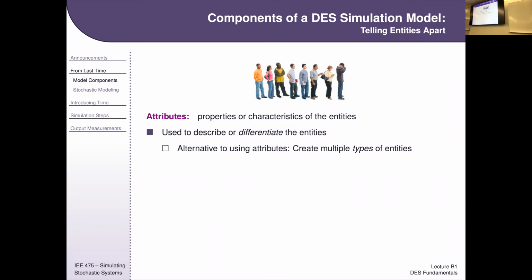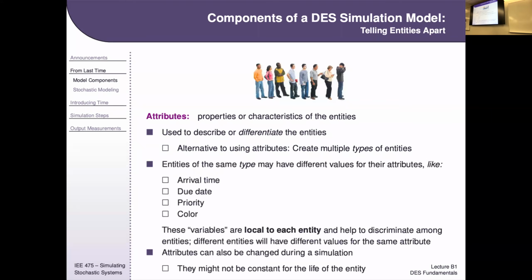We label them as this entity has already been scanned, so treat it differently than the other entity that has not been scanned yet. So common types of attributes: arrival time, due date, priority, color. We'll see a lot of these sorts of things. These are local to each entity.